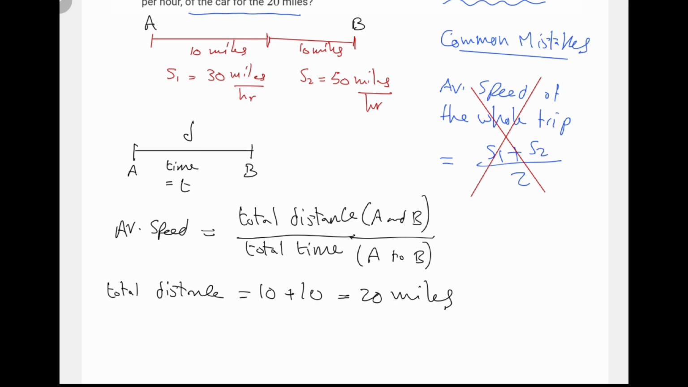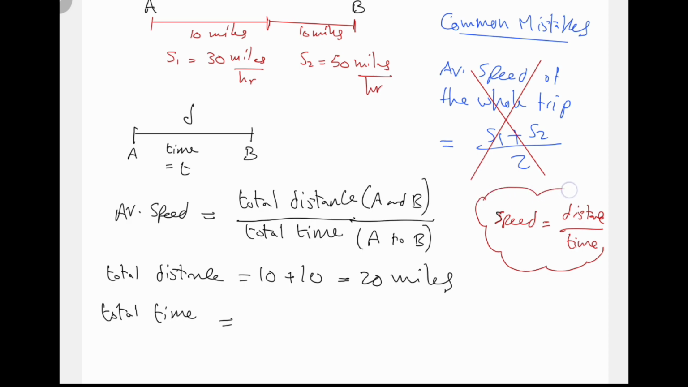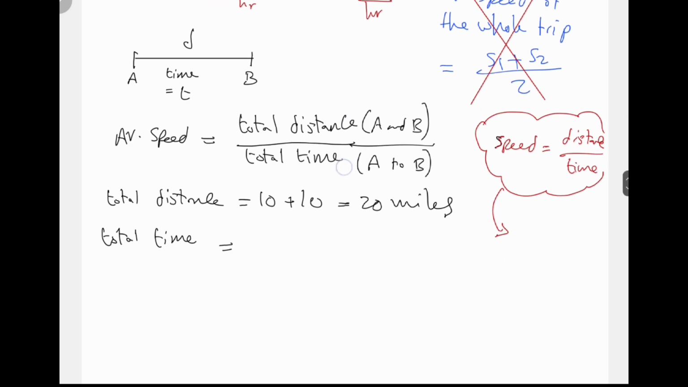Now we need to calculate the total time. To find the total time it took the car to travel from A to B, we know that speed, remember, is equal to distance divided by time. So in this case, the time is simply related to the distance and speed using the following equation.